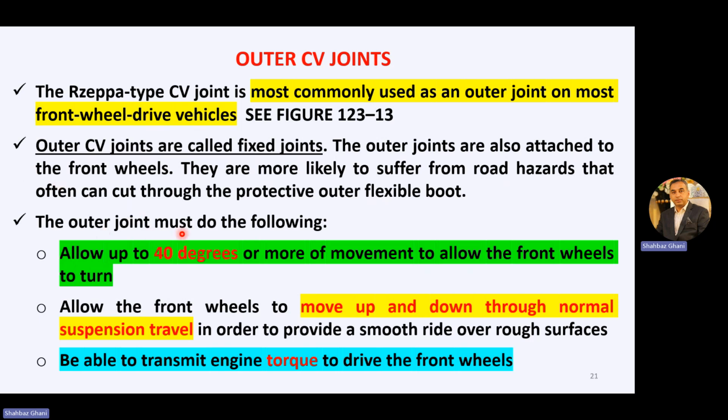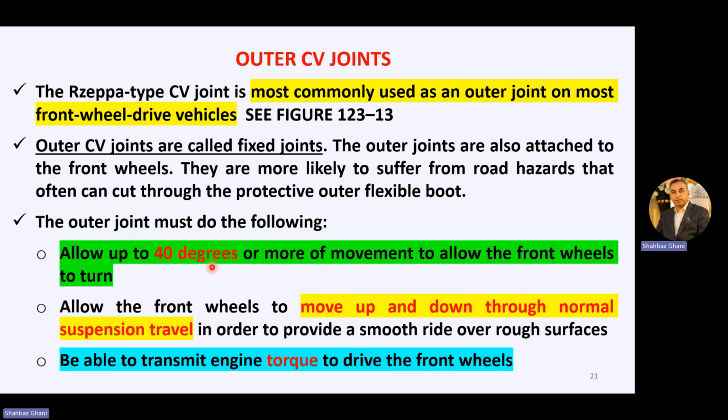The outer CV joint must do the following. Allow up to 40 degrees or more of movement to allow the front wheels to turn. Allow the front wheels to move up and down through normal suspension travel in order to provide a smooth ride over rough surfaces. Be able to transmit engine torque to drive the front wheels. So, three functions.